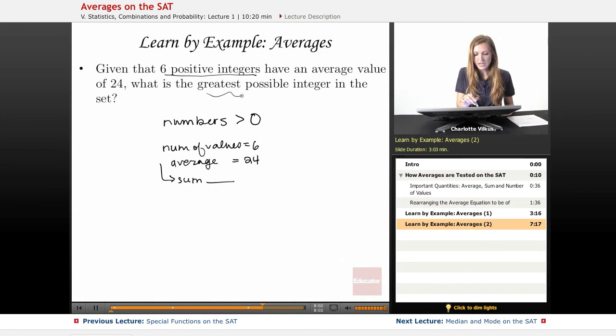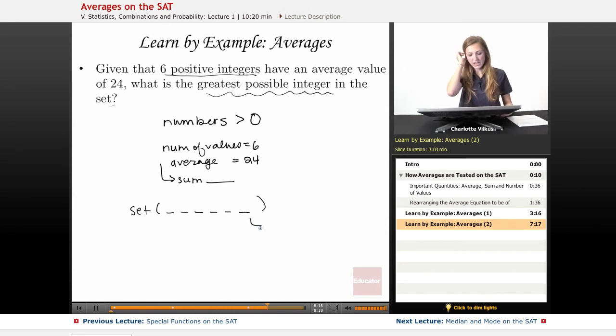Now what I'm looking for is the greatest possible integer in the set. So I basically have a set of these integers, and there's 6 of them. 1, 2, 3, 4, 5, 6. And I want to know what the greatest number I could have in there is. So I know that this set is all going to sum to a certain amount, which is going to be 6 times 24, which happens to equal 144.